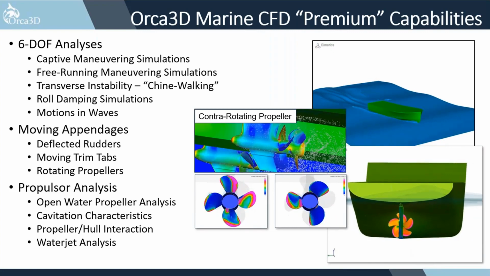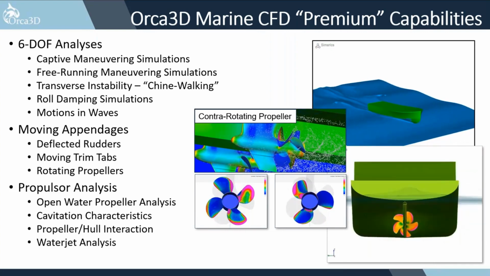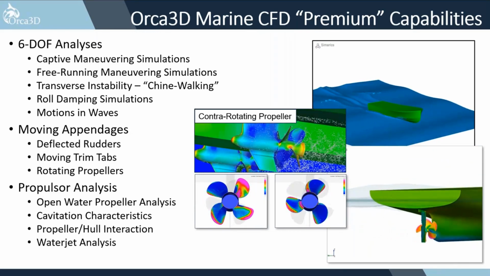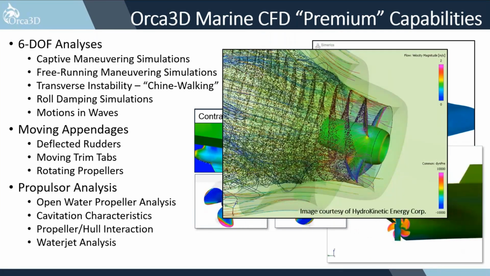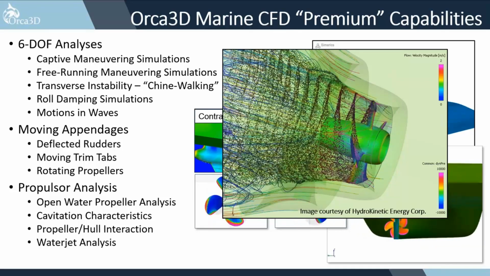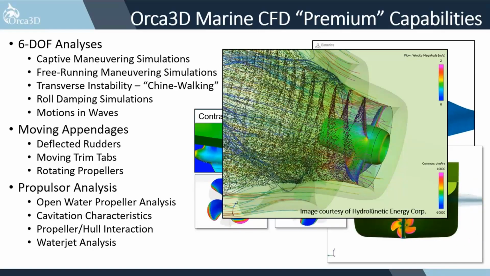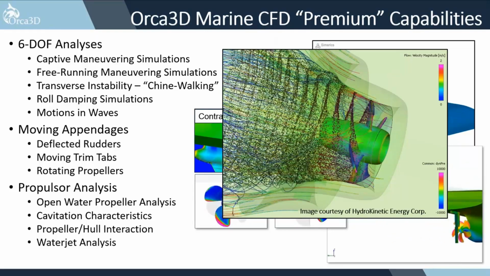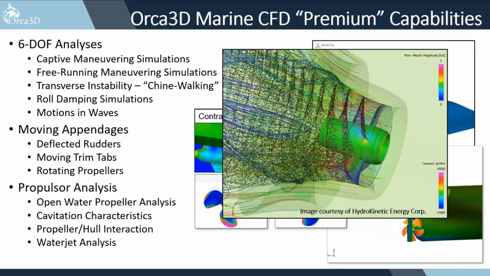And water jet analysis, it's not limited just to typical screw propellers, but things like water jets can be analyzed as well in order to help you in the design of water jets. And something that's maybe a little out of the box, this is a water turbine where the current in the water causes the turbine to spin and generate power. This is courtesy of Hydrokinetic, as you can see here. But this is an example of a type of analysis that you can do with the premium version.